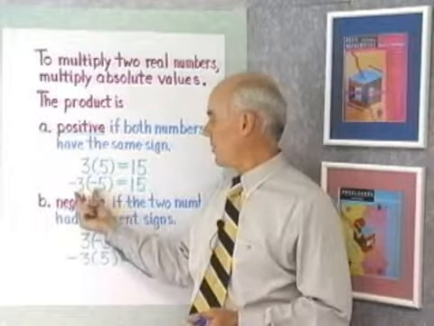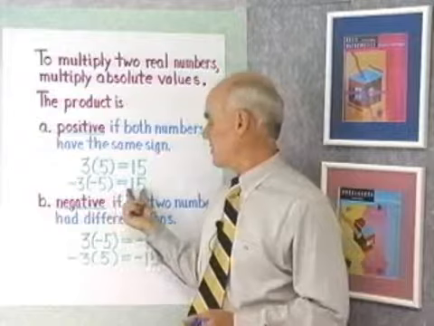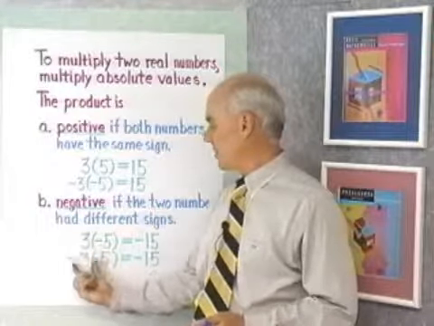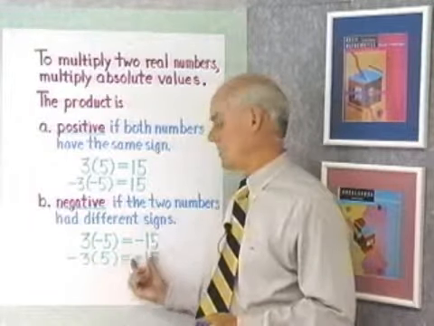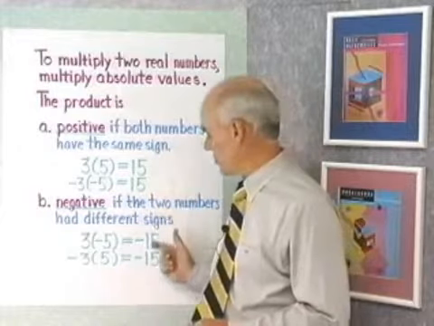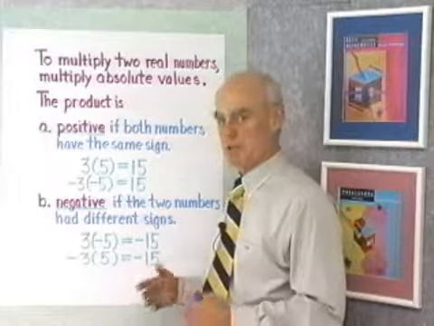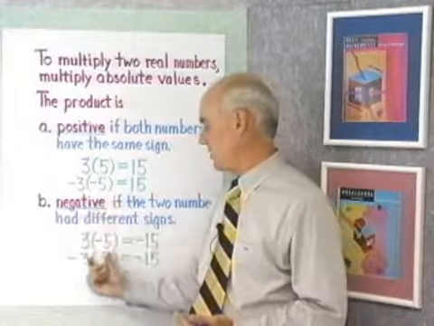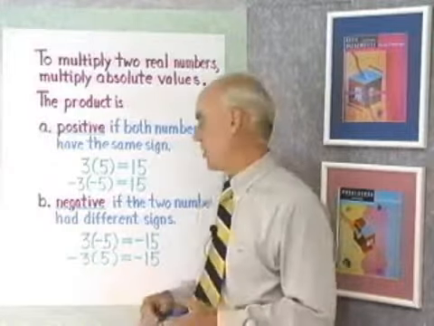If the two numbers I'm multiplying have the same sign, the answer is positive, and if the two numbers I'm multiplying have different signs, the answer is negative. In all cases, you see the absolute value of the answer is simply the product of the two absolute values. That is, we just forget the signs and multiply.